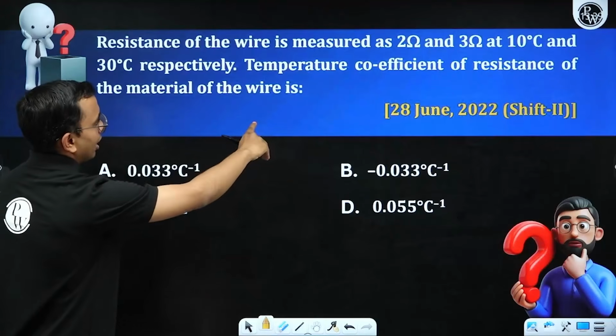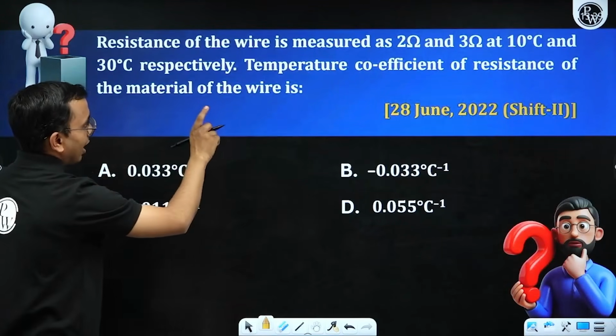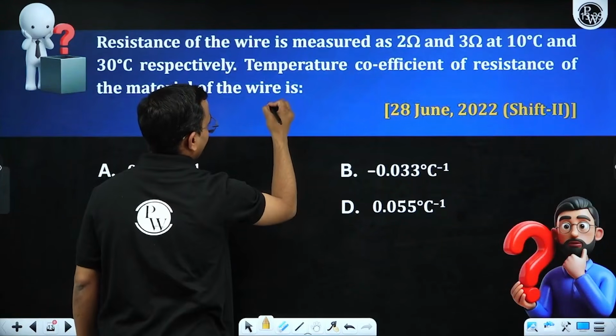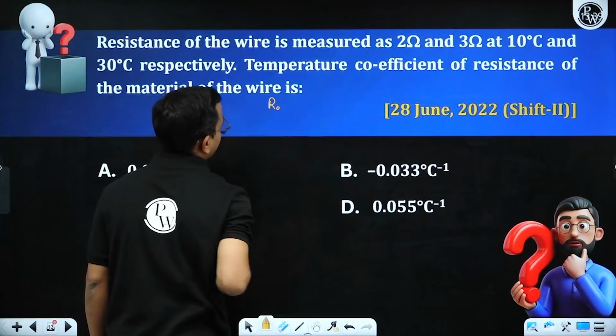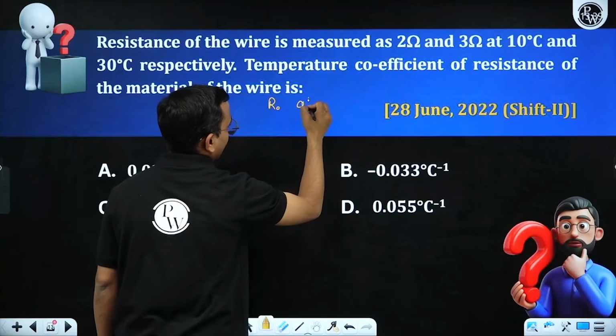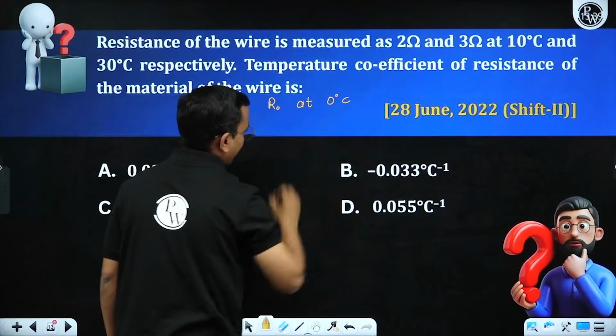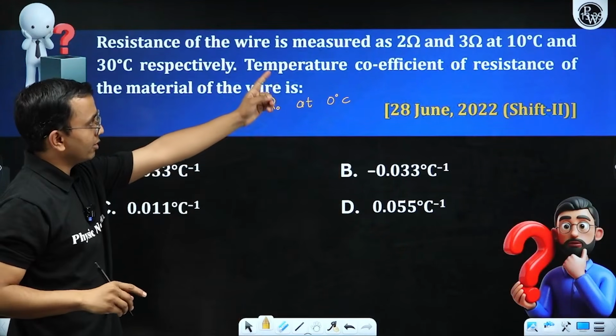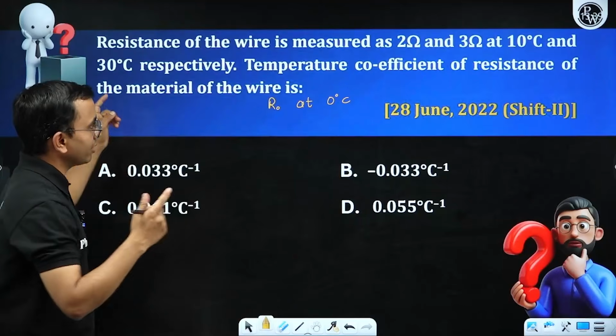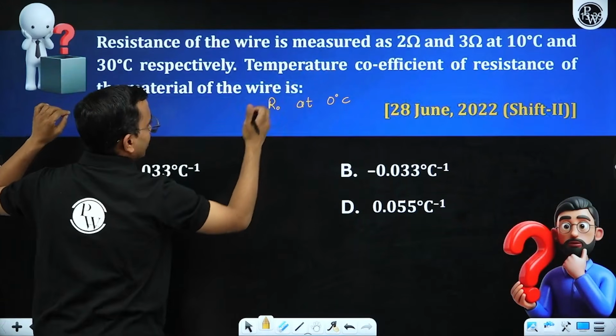Now, taking reference at 0 degrees Celsius, I am taking that R naught is the reference resistance. This is the resistance at 0 degrees Celsius. Now, for both the cases, 10 degrees Celsius and 30 degrees Celsius, you write. At 10 degrees Celsius, the resistance is 2.